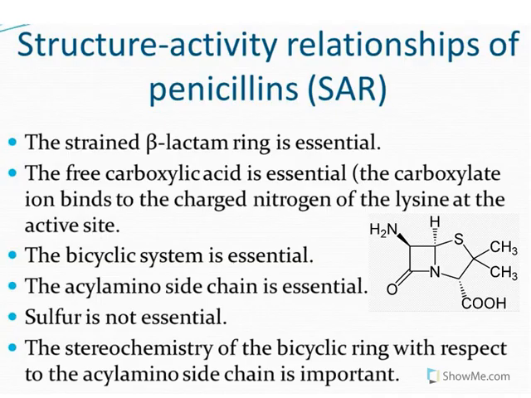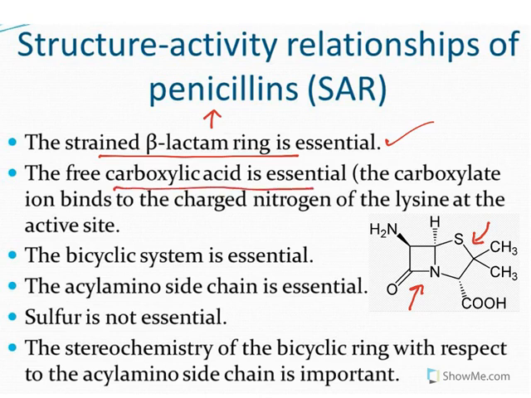Now let us see the structure-activity relationship of penicillins. Now see, the strained beta-lactam ring is essential. So this is the beta-lactam ring. When it is combined with another ring, the strain in this ring increases, and that is what is required. The strain increases the activity towards bacterial transpeptidase, so it is essential. Now the free carboxylic acid is essential. I have already discussed this. This carboxylic acid binds with the transpeptidase lysine group, which has a positive charge. So it is required, essential.